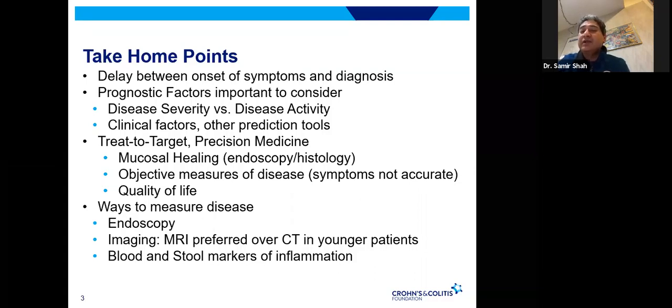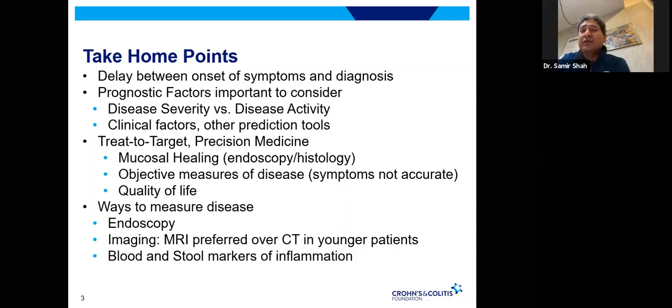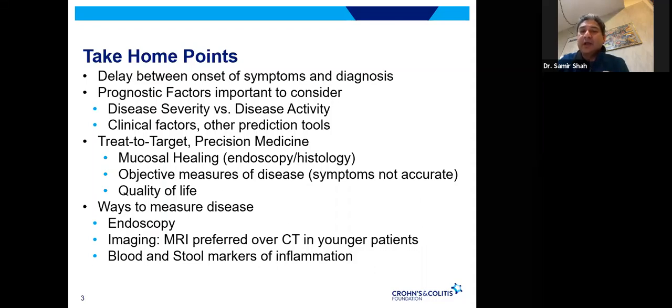We want objective measures of disease because the symptoms aren't always accurate and they don't always reflect what's going on. So there can be people who feel really well and there's active inflammation going on the inside. And the idea is if there is a fire that's been put out, you want to make sure the fire is really out and not just rely on superficial things. We'll talk about quality of life because that's really important. And ways to measure disease.